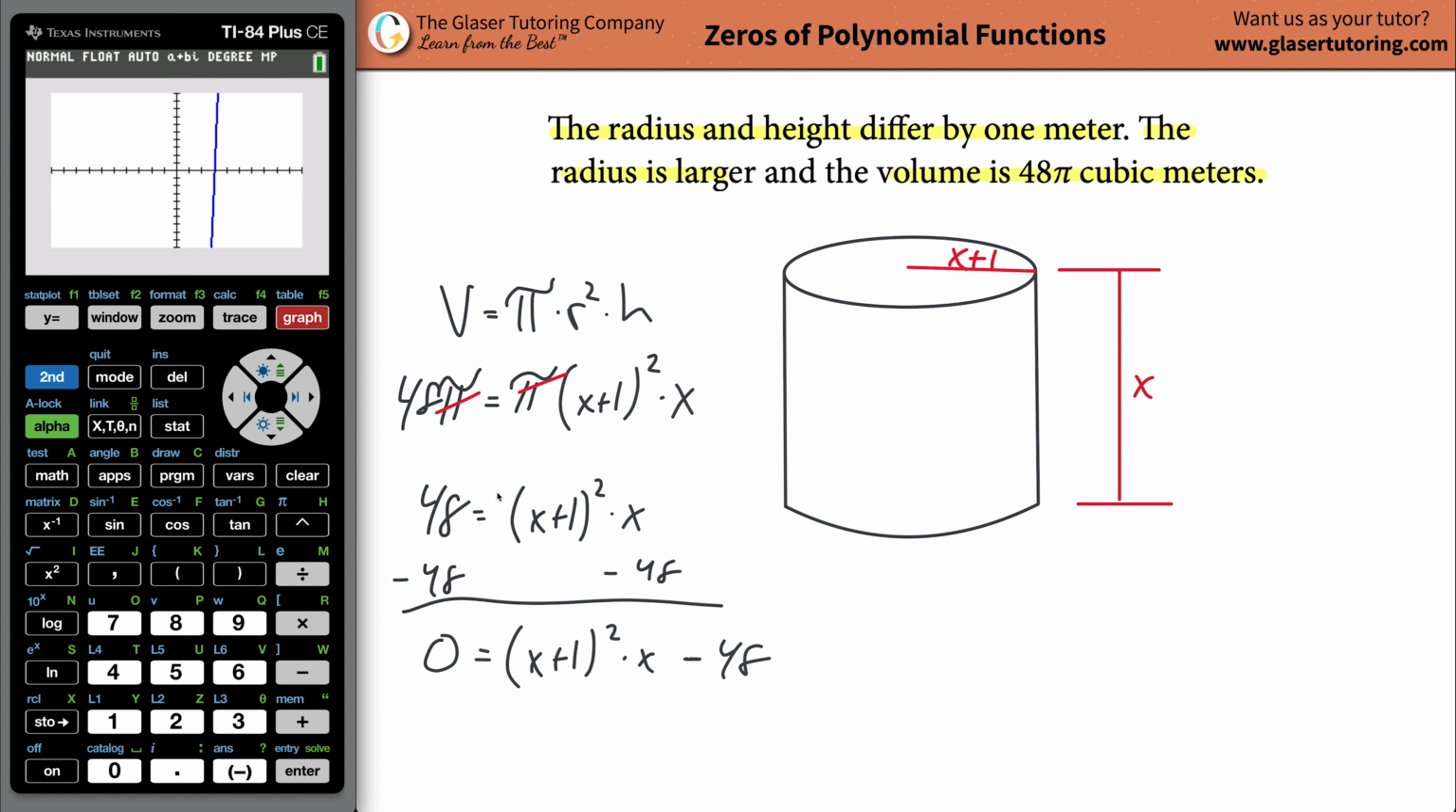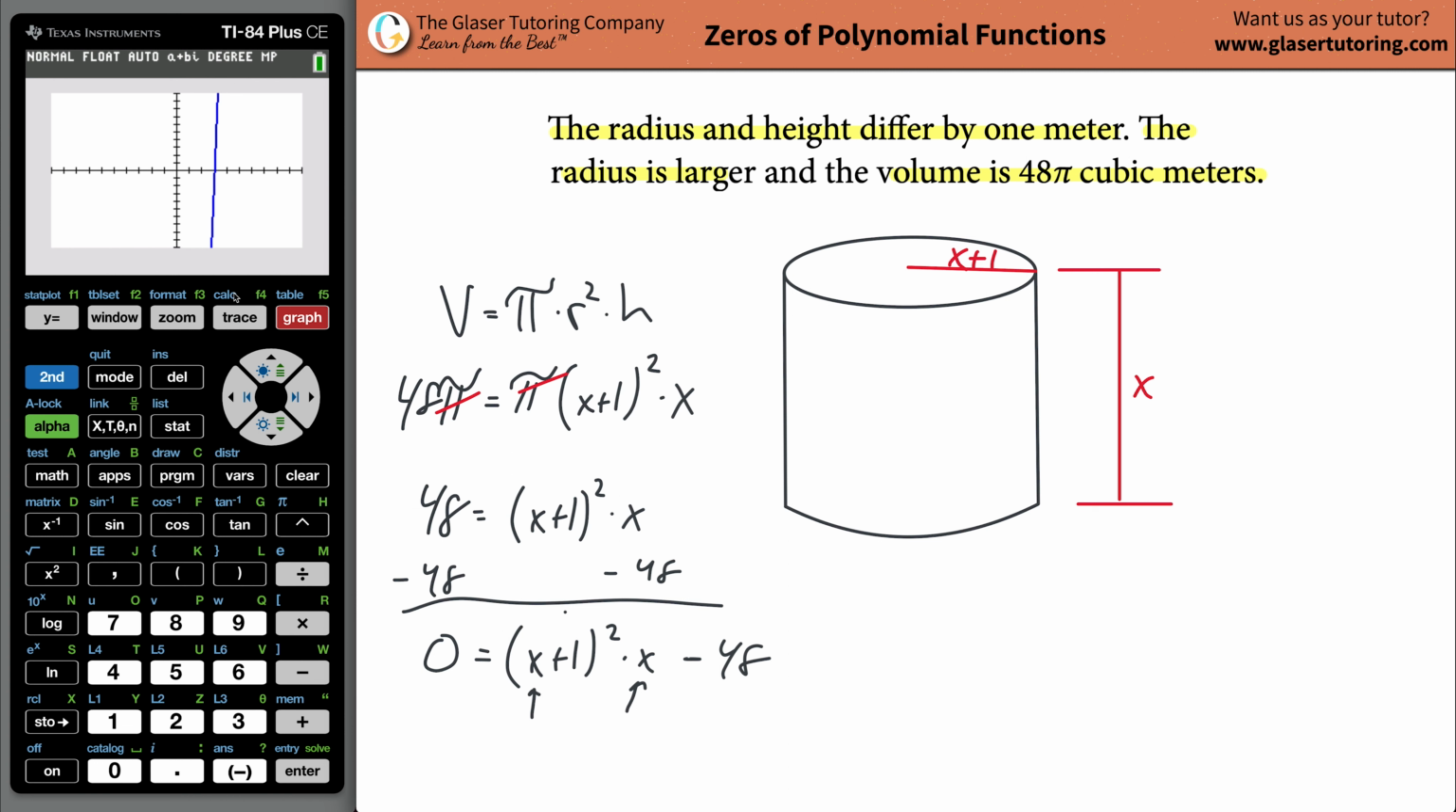Hit graph. So the benefit of doing this, and the benefit of basically any time you set an equation equal to 0, the solution for the variable is going to be the value of x where it intersects the x-axis. Okay? So right here, we can already basically see that it's going to be 3. All right? X should be equal to 3.